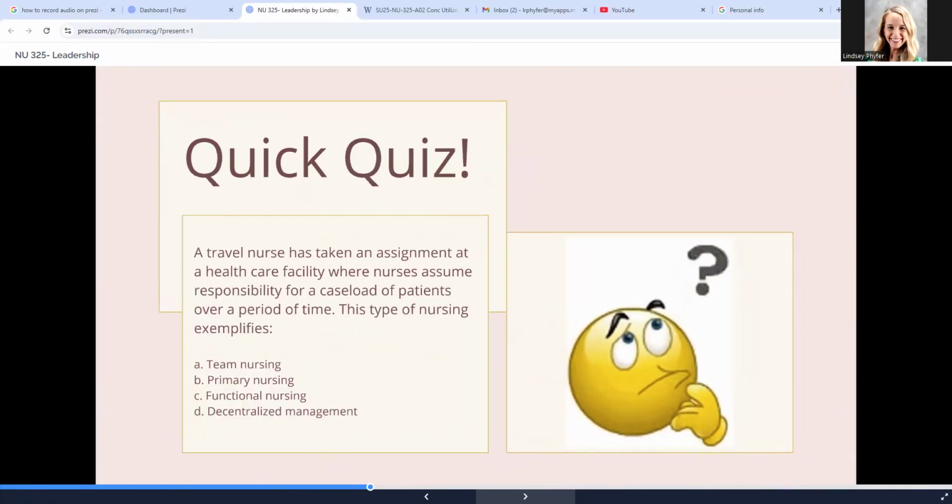So let's take a quick quiz. A travel nurse has taken an assignment at a healthcare facility where nurses assume responsibility for a caseload of patients over a period of time. This type of nursing exemplifies, y'all look at these answer choices and see what you think. So if you chose B, primary nursing, that is correct. And remember, primary nursing occurs when one nurse assumes the responsibility of a patient throughout their stay.